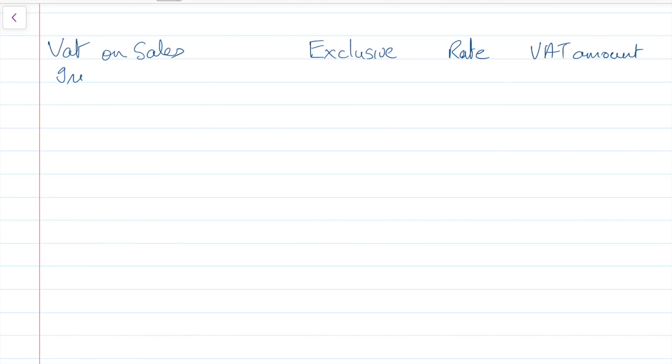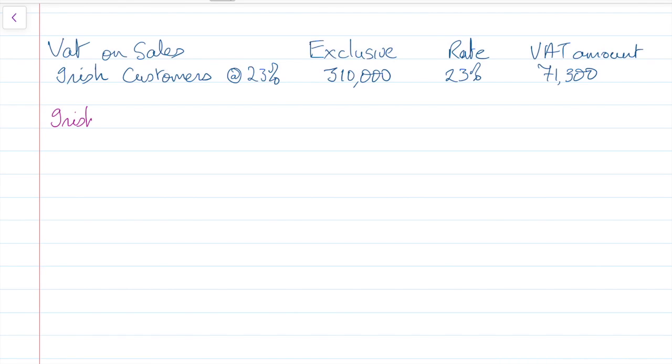And we're going to show it in terms of the exclusive VAT amount, the rate of VAT, the rate itself, and the VAT amount. So the first amount that appeared in the question from Irish customers was 310,000. That was at a rate of 23%, and so the VAT amount there was 71,300.